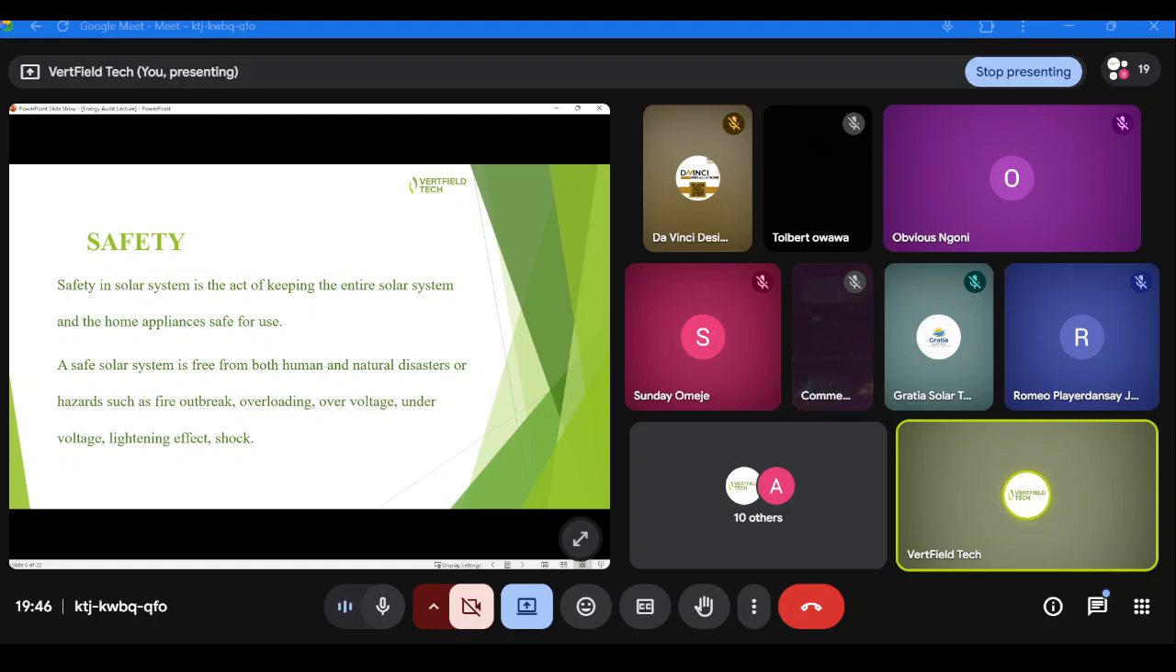Yes, it is using quacks. And when I mean quacks, it simply means somebody who has no knowledge of solar systems. Yes, if you don't have knowledge of it, you are going to burn down your client's facility. A very good cause of fire outbreak is using the wrong sizes of cabling.